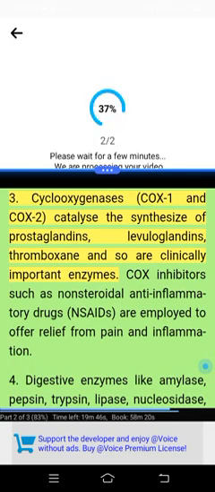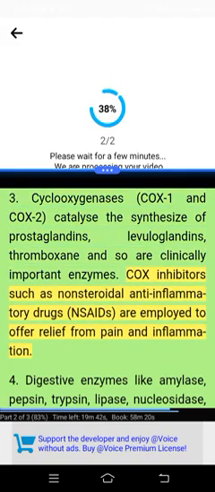3. Cyclooxygenases COX1 and COX2 catalyze the synthesis of prostaglandins, leukotrienes, and thromboxane, and so are clinically important enzymes. COX inhibitors such as nonsteroidal anti-inflammatory drugs (NSAIDs) are employed to offer relief from pain and inflammation.